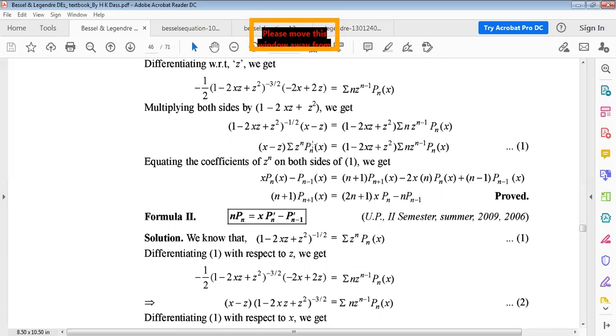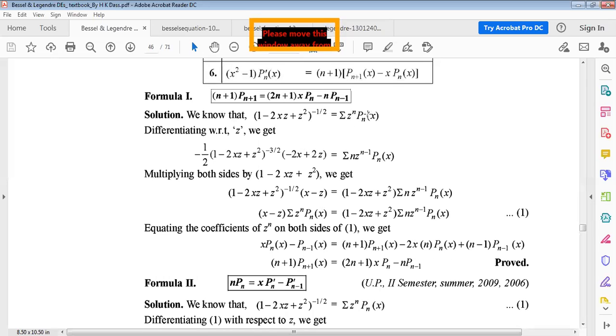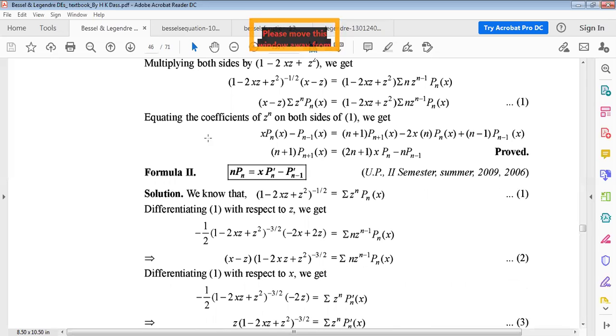This is actually the summation of z to the power n Pn(x), because this is equation 1. Now equating the coefficient of z to the power n on both sides, we get x Pn(x) and Pn minus 1(x), with z reduced by 1. On the right hand side we get (n plus 1) Pn plus 1(x) minus (2n plus 1) x Pn(x) and n Pn minus 1(x). So this is actually the recurrence relation after rearranging.